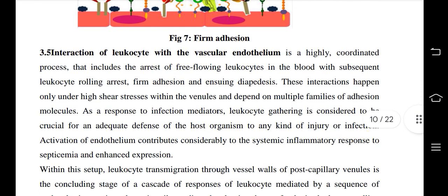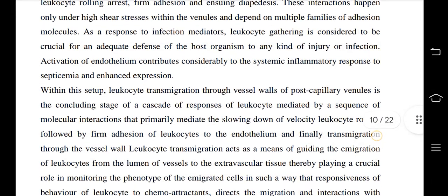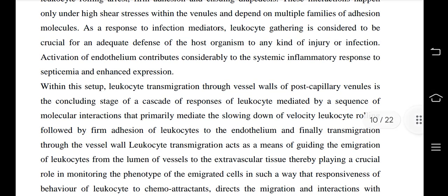Interaction of leukocyte with the vascular endothelium is a highly coordinated process that includes the arrest of free-flowing leukocytes in the blood with subsequent leukocyte rolling, arrest, firm adhesion and ensuing diapedesis. These interactions happen only under high shear stresses within the venules and depend on multiple families of adhesion molecules. As a response to infection mediators, leukocyte gathering is considered crucial for an adequate defense of the host organism to any kind of injury or infection.